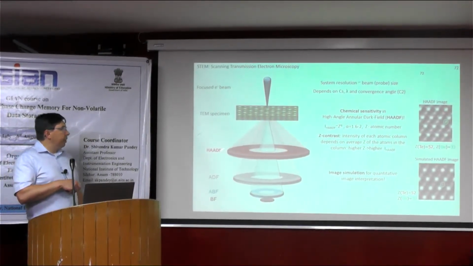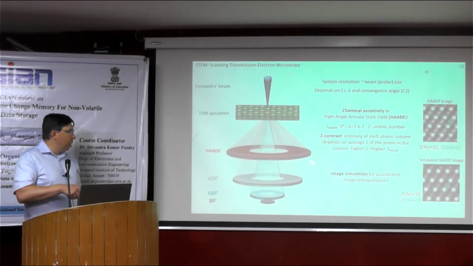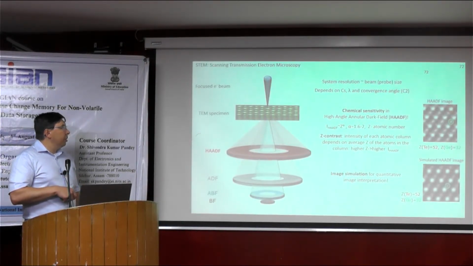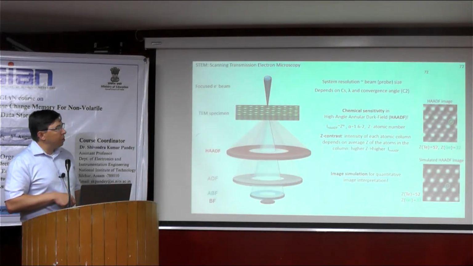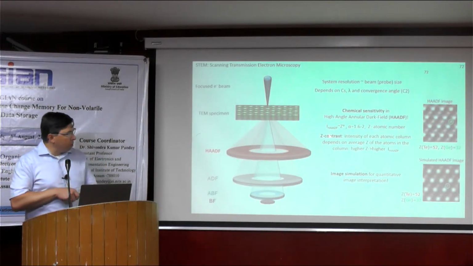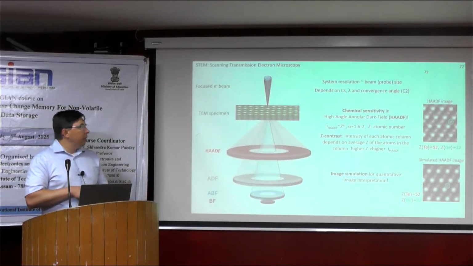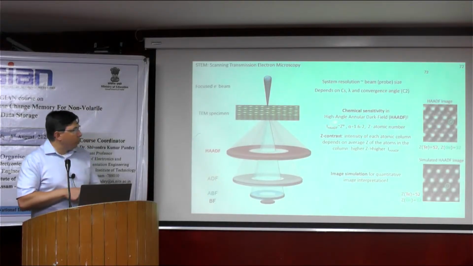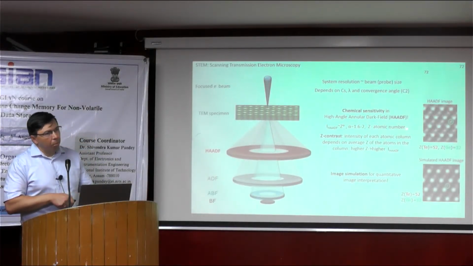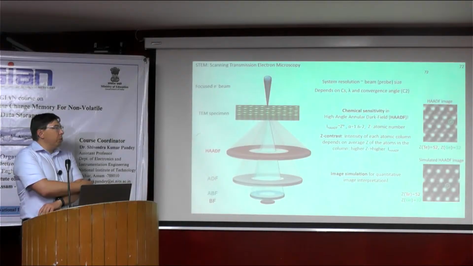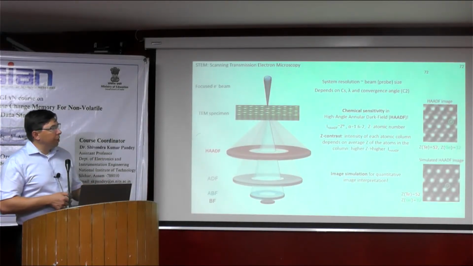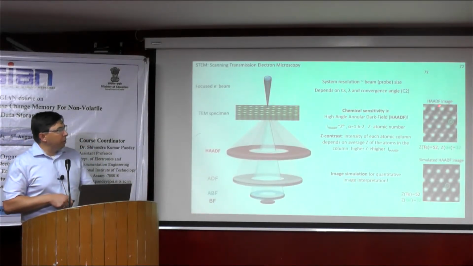So, if you collect the electrons scattered to very high angles, then the signal in such images will be proportional to Z to the alpha, and this alpha can be between 1.6 and 2. Let's say we take it as 2. The main point here is that the intensity is proportional to Z, and Z is the atomic number. So in such HAADF images, we can directly distinguish between columns with a higher Z and a lower Z.